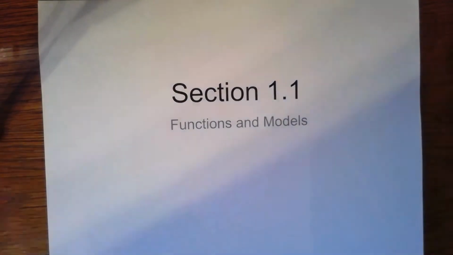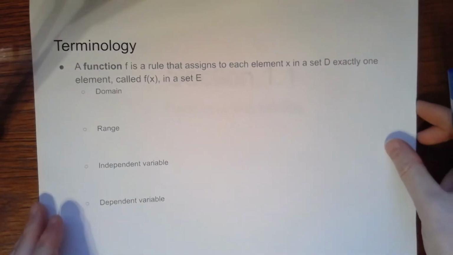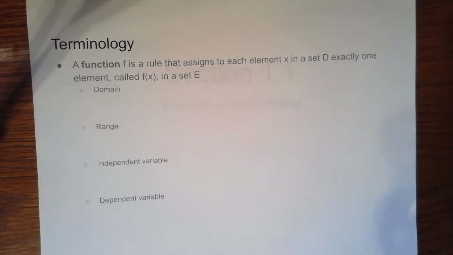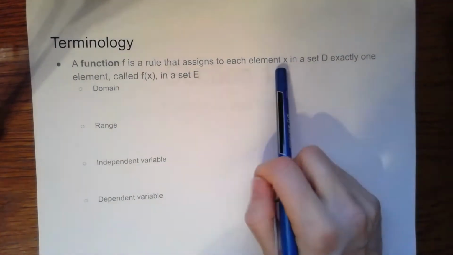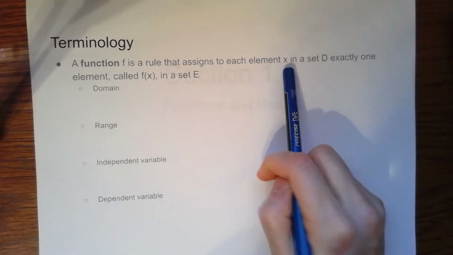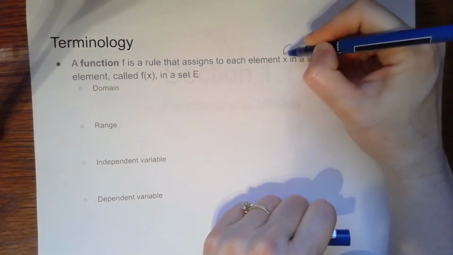So first of all, let's just remind ourselves what a function is. A function, we usually denote f. There are other things that we can call functions, g, h, whatever, but the most common is f. So a function f is a rule that assigns to each element x in a set D exactly one element called f of x in a set E. Okay, so we've got these two sets, D and E. And x, that's the thing that we put into our function. That's our input.